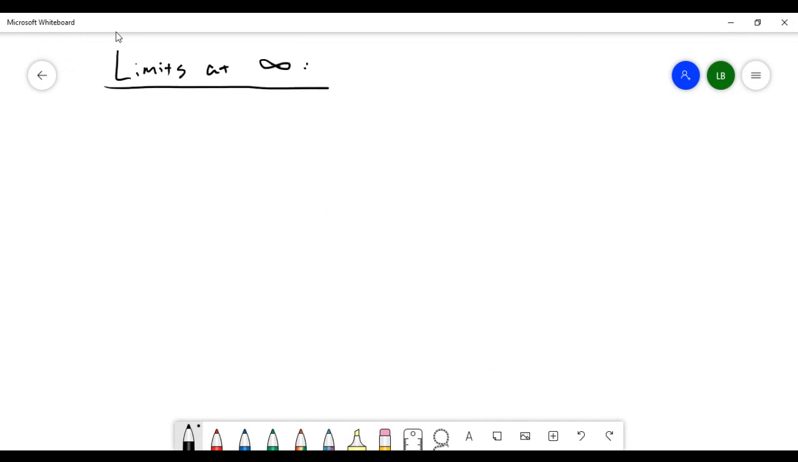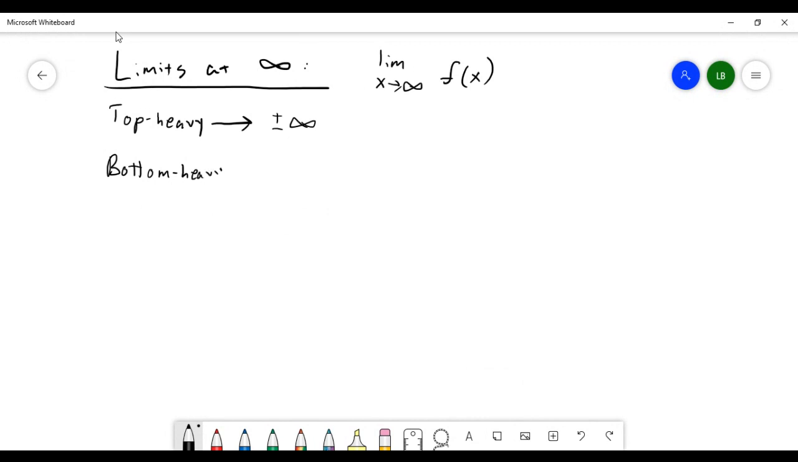And if you can recall from last week, and of course we're considering for all of these the limit as x goes to infinity of some function f of x. If we had a top-heavy function, then our limit would go to positive or negative infinity. If we had a bottom-heavy function, the limit would go to 0.